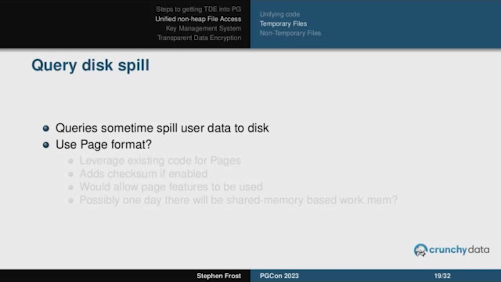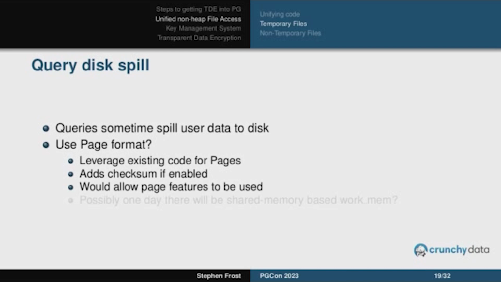Things like queries, when they spill to disk, right, they've got user data. We did have an idea here that John's actively looking at: what if we use the page format for that too, right? Leverage that existing code that we already have for pages, we could add the checksum in as well, and then we could just have this page feature capability associated with it as well.